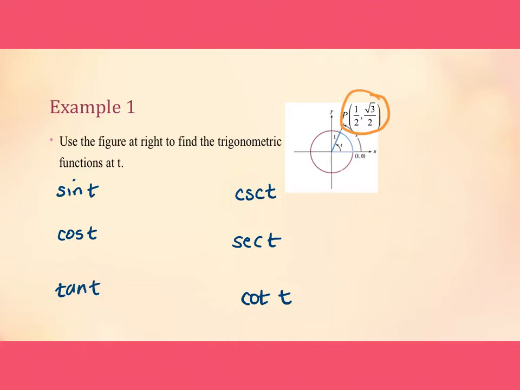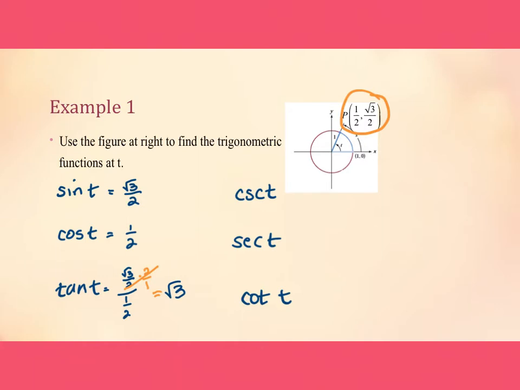So we said sine was which coordinate point? The y, which would be root 3 over 2. Cosine, x, 1/2. Tangent, y over x, so root 3 over 2 over 1/2. And then I keep, change, flip, and I get root 3. With me so far?